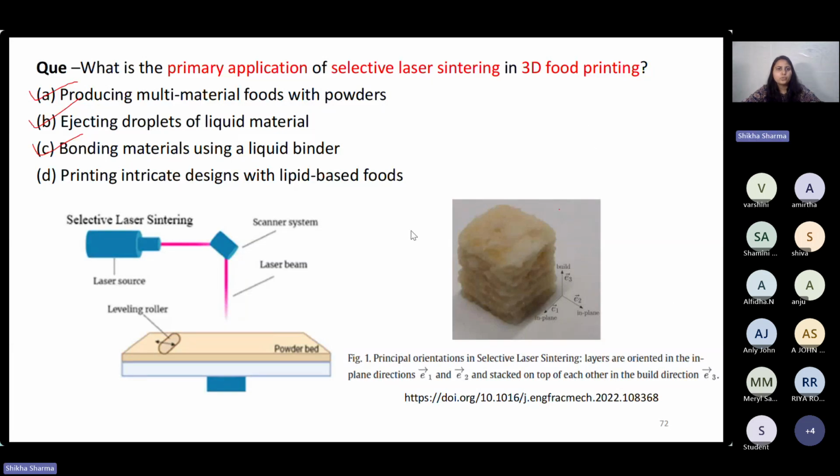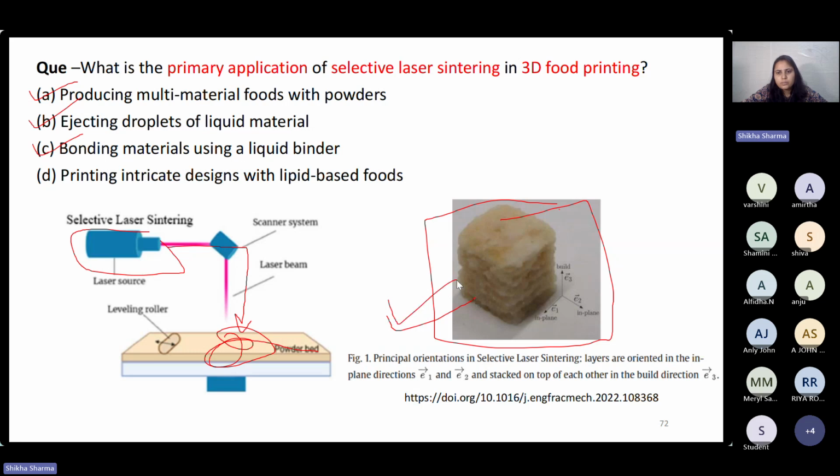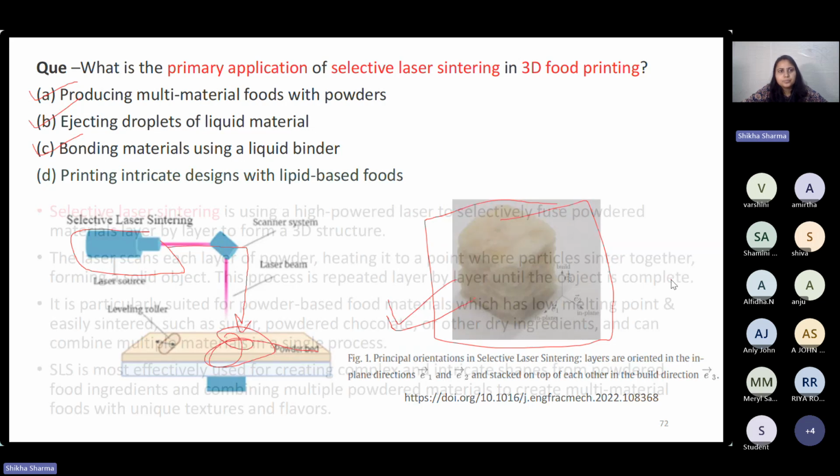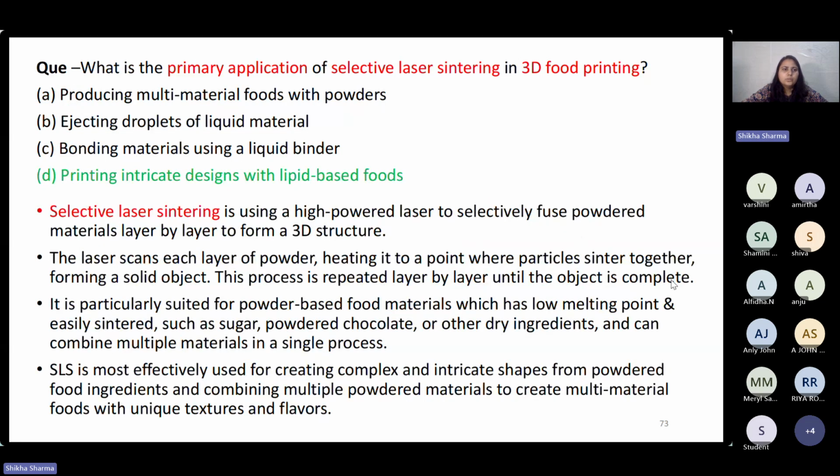Okay, let's see. Selective laser sintering has a laser source and a scanner system, and the laser beam comes and the powdered products are used to make the 3D printed food product. This is selective laser sintering based 3D food printing. From this it produces this particular food product. So answer D is correct here: printing integrates design with lipid-based food.